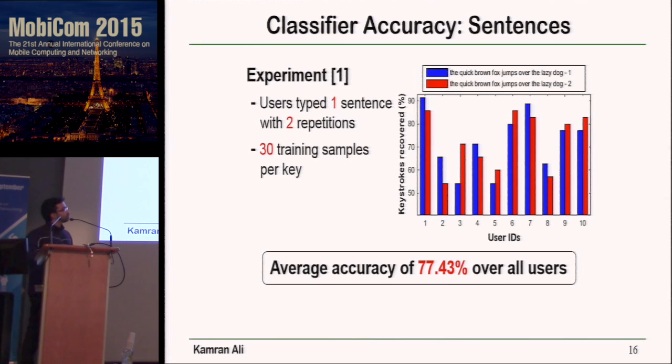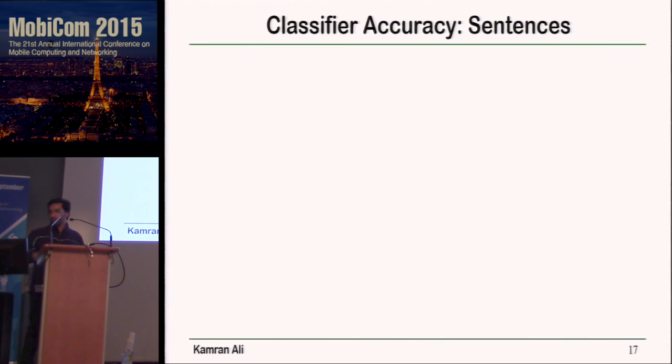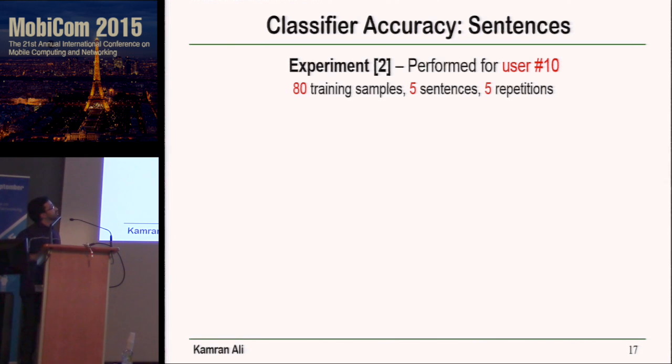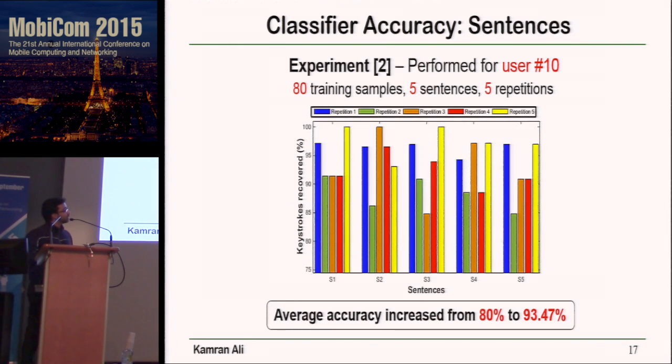Let's now move on to the second experiment on sentences. This experiment was again performed only for user 10, and we increased the number of training samples from 30 to 80 this time, and we tested our results on 5 sentences which were repeated 5 times by the user. We saw that the average accuracies increased from 80 to more than 90% in this case, and the highest accuracy achieved was 100%, and the worst case was around 80%.